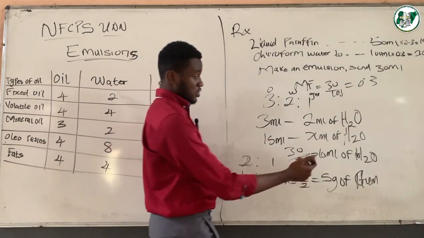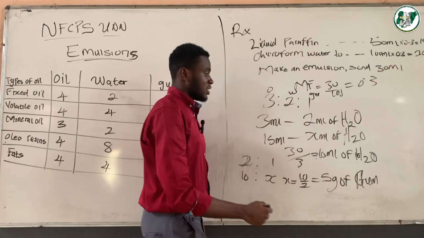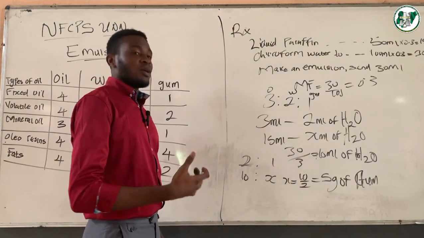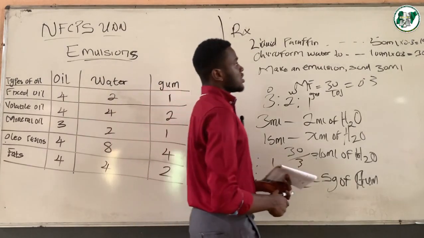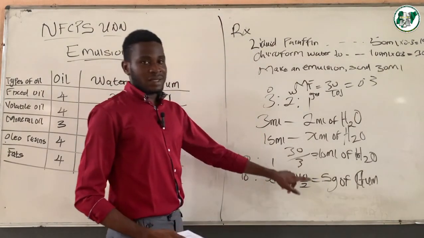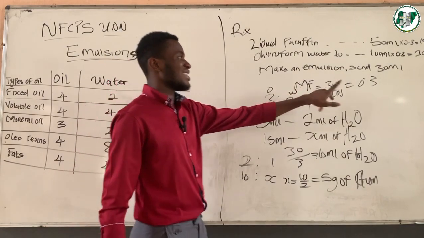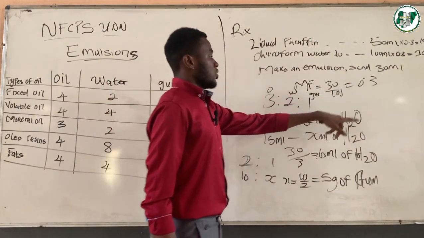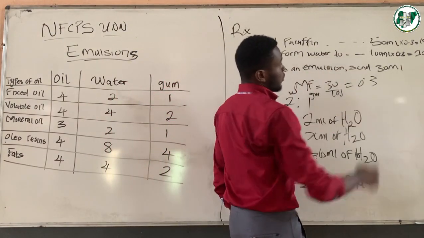It's now measured into the mortar as well because it's liquid. And you now triturate for probably around 10 minutes. You'll get a creamy liquid, a creamy mixture. And you now transfer it into your already tared dispensing bottle, because we're asked to send 30 ml, dispensing bottle already tared at 30 ml. Then you now make it up to 30 ml with the chloroform water.